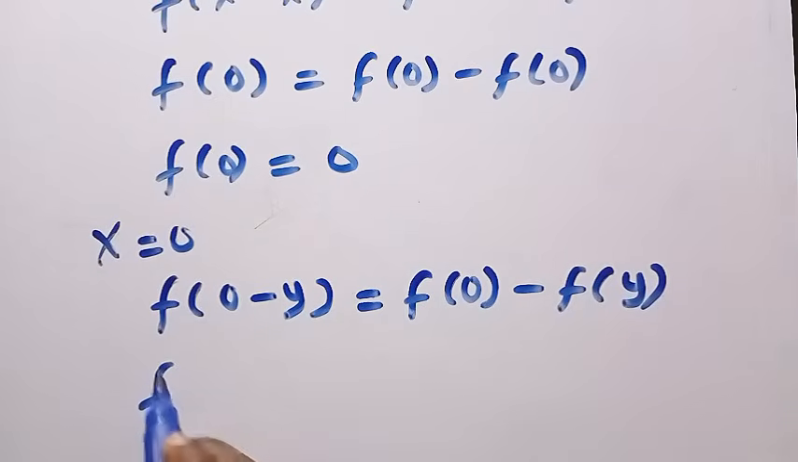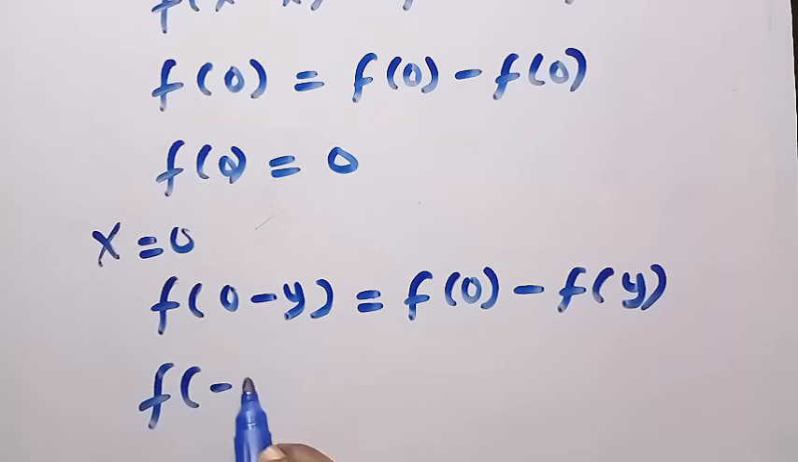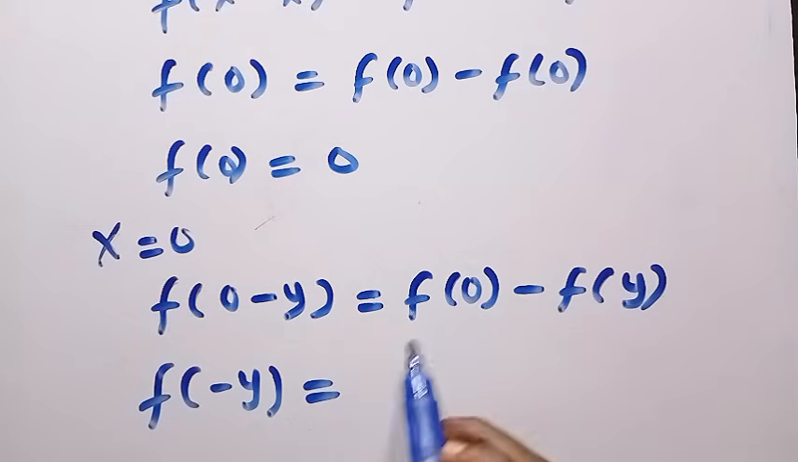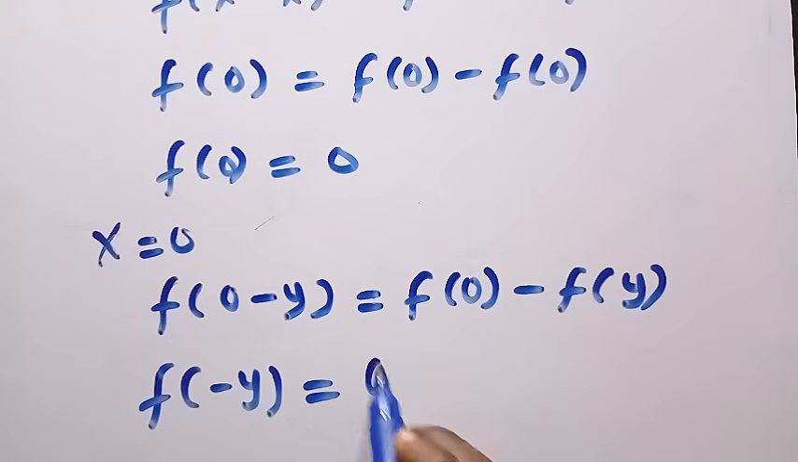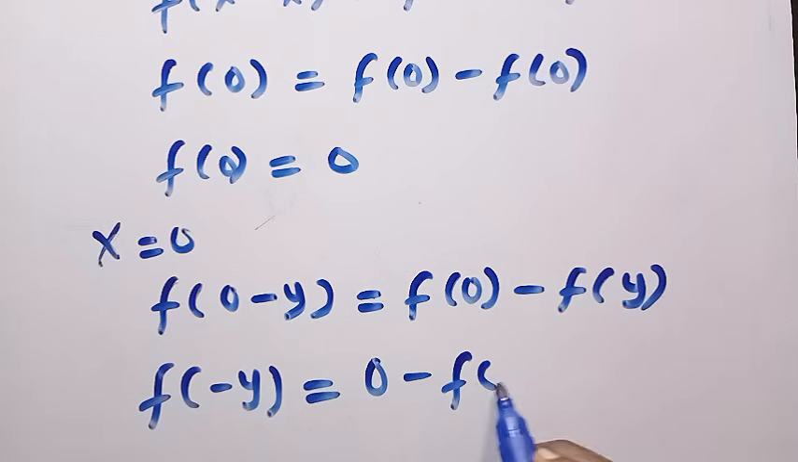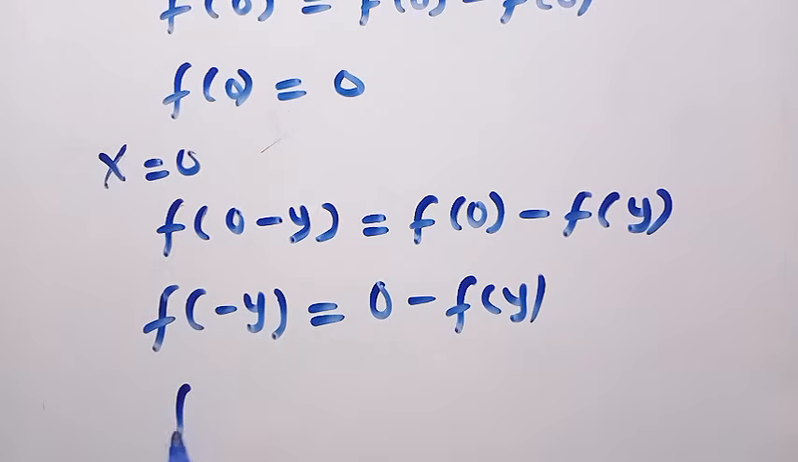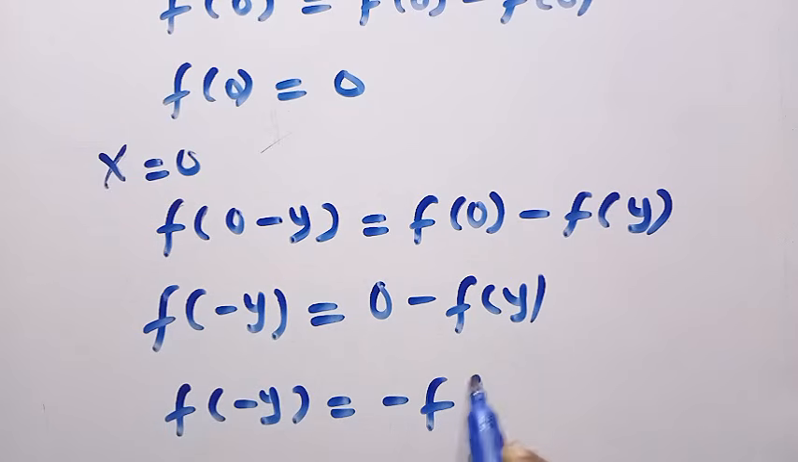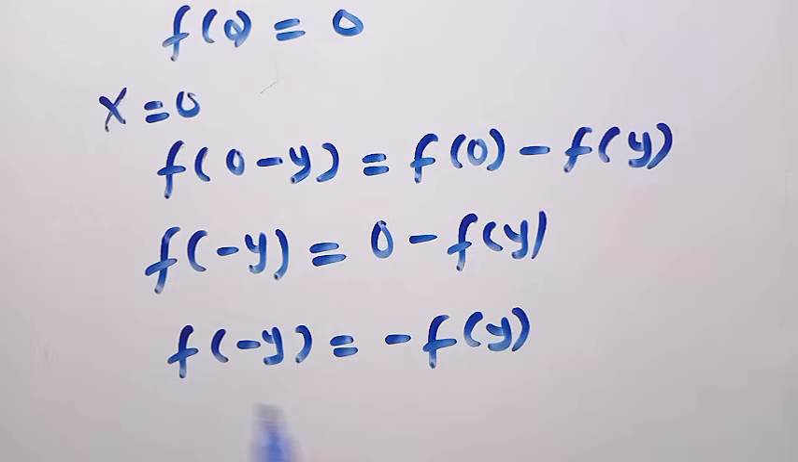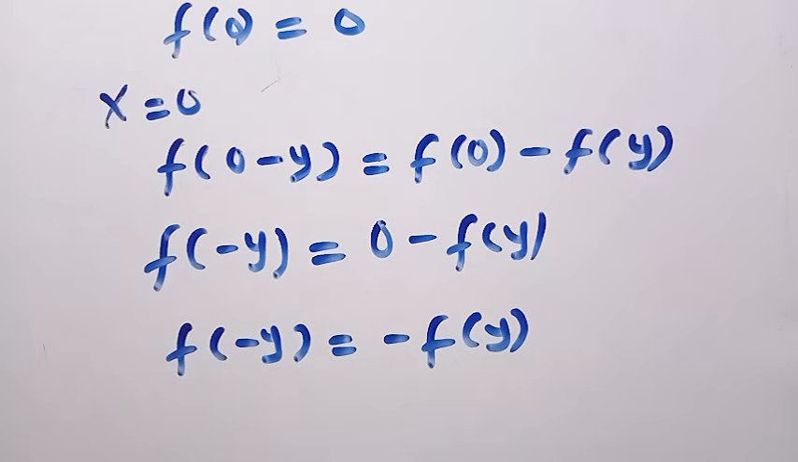And here we have f of 0 minus y. This gives us f of minus y equals, and also this f of 0 has been given to be 0 above, then minus f of y. So therefore we have f of minus y equals minus f of y. So this shows that f of y is an odd function.